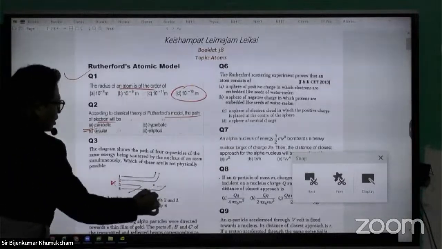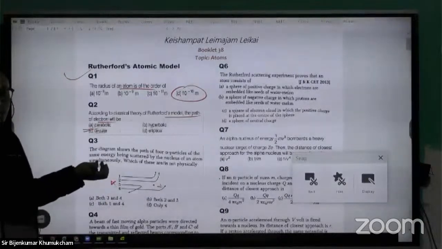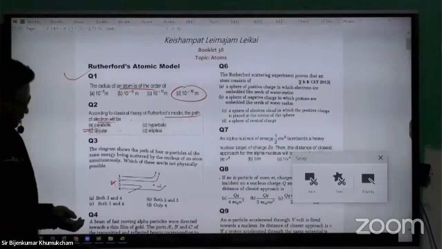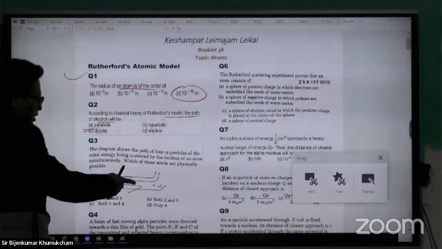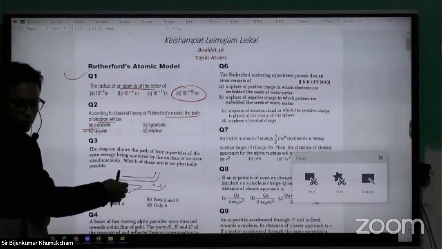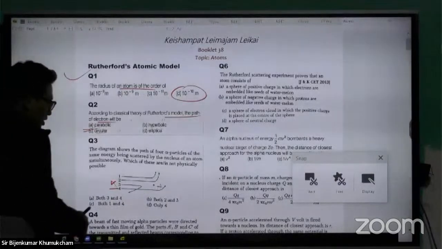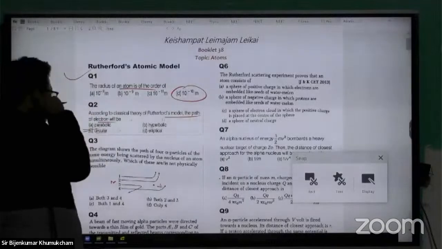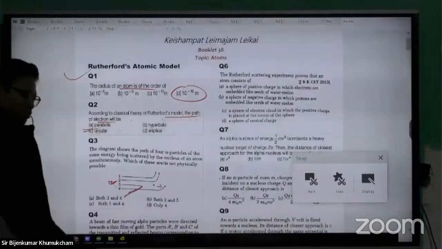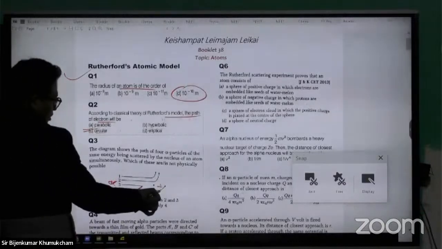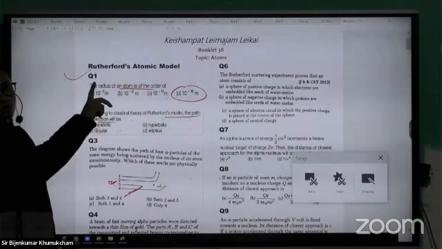The alpha particle is positive, and the nucleus is positive. Whenever positive charge meets positive charge, they repel. Opposite charges attract.